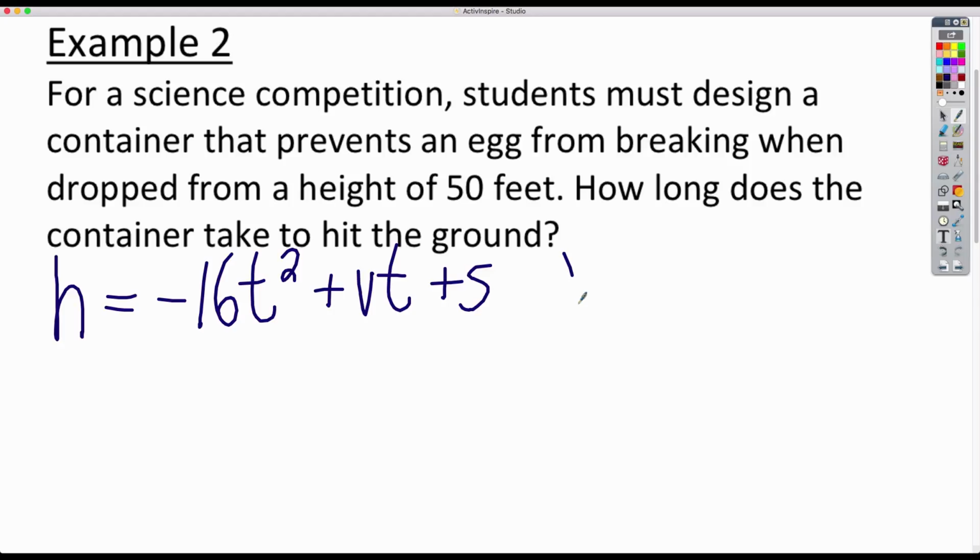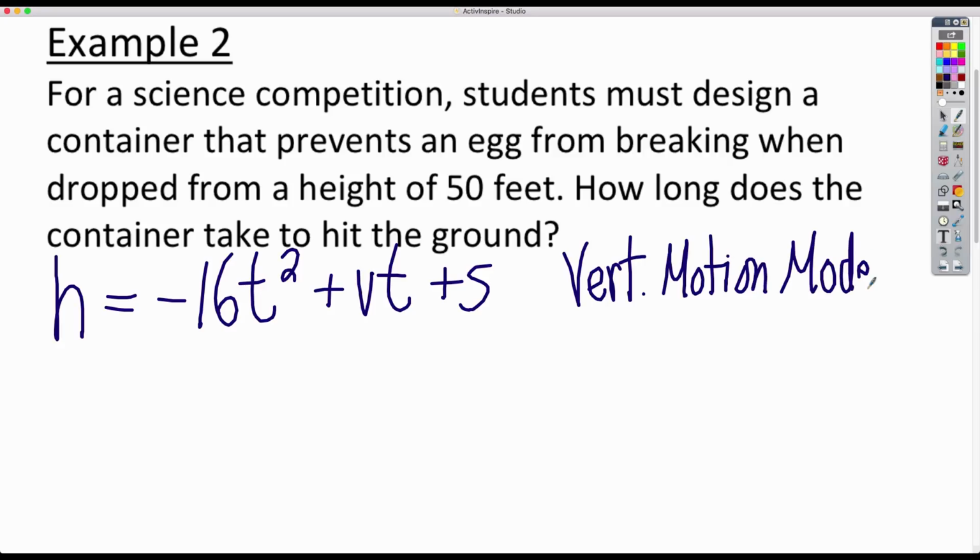This is called the vertical motion model. There are a lot of variables going on, so you need to know what they mean. S is the start height. T is time. H is the ending height. And V is the vertical velocity.